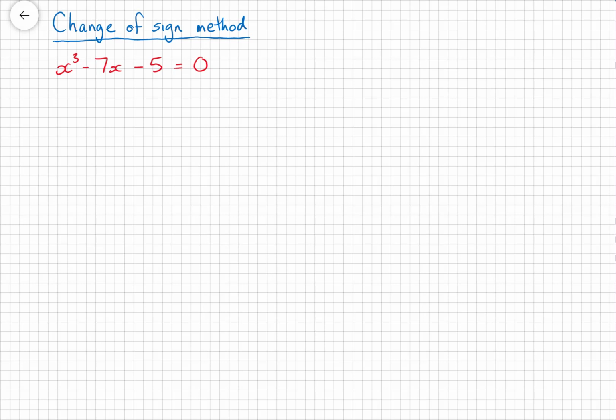So let's apply the change of sign method to the equation that we're trying to solve, x cubed minus 7x minus 5 equals 0. This is something that you can do using the table function on your calculator, or you could set it up on a spreadsheet. I've chosen to use the table function on my calculator, using the values of x from -3 to +3, and these are the results that I got.